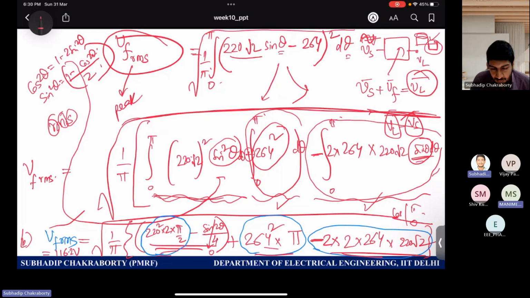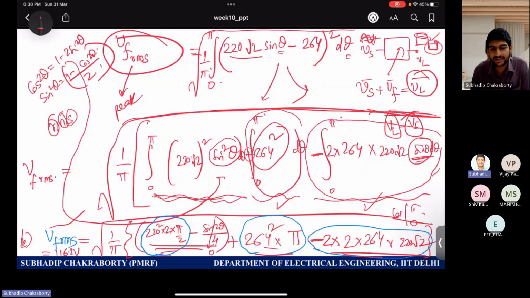Just calculate once again. What you do, you do first this part, 220 square into pi, because 2 will get cancelled. After that, you add it with 264 square into pi. Then minus this third term, which I have highlighted with blue color. Hope it is visible in the screen. Once you are done with the 3 terms, you just divide it by pi. Then you will get some 13,000 something, and then when you root over, you will get 116.2. Okay. Okay, sir. I will check, sir. Check, it is coming 13,505 before the root. So after you take the root, obviously it is 116.2.